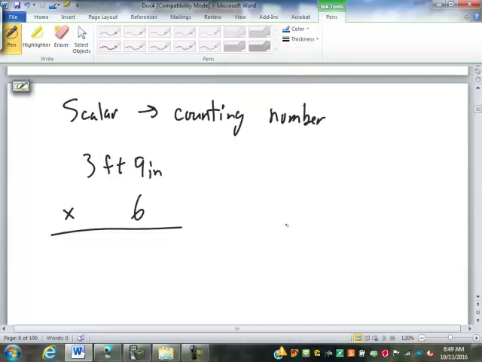And like you said, Scotty, you could change that all into inches and multiply it out and then reduce it back down. But again, that's a little extra work. We can multiply it just like this. Just like any other multiplication, we'll start on the right and work our way back to the left. 6 times 9 inches. 6 times 9 is 54, so that's 54 inches.